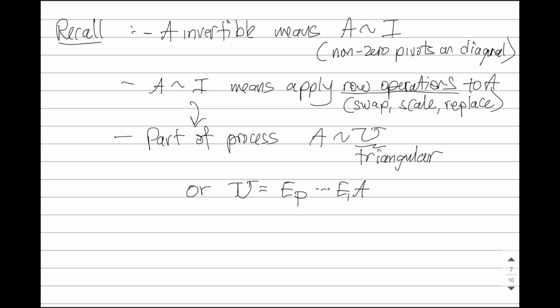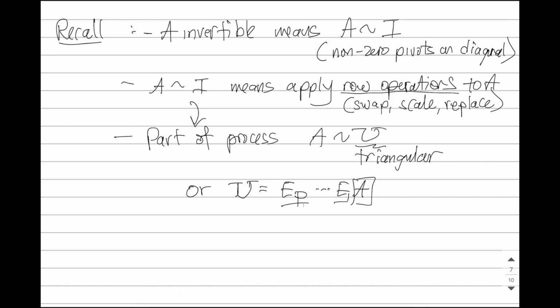If a matrix is invertible, there are non-zero pivots along the diagonal entries. Getting you down to the identity matrix means trying to put you into a triangular form. And so what we're going to do is apply a bunch of row operations to the matrix A to turn it into some triangular matrix U.